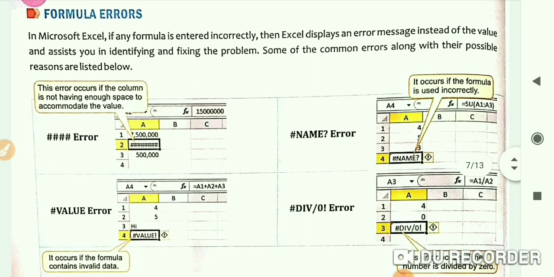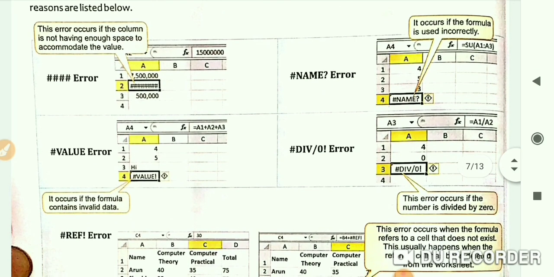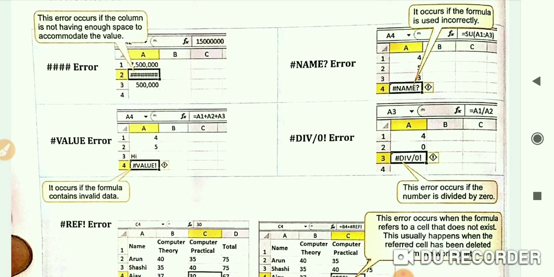Formula errors. In Microsoft Excel, if any formula is entered incorrectly, then Excel displays an error message instead of the value and assists you in identifying and fixing the problem. Some of the common errors along with their possible reasons are listed below. Children, you need to learn it. The first one is the ##### error. This error occurs if the column does not have enough space to accommodate the value.